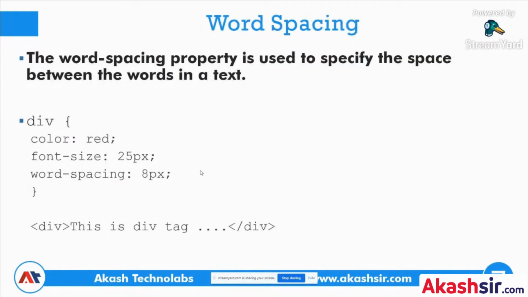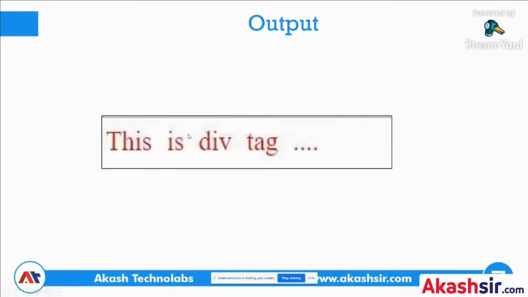Okay. So you can also specify the word spacing. For example, I need a space between two different words. So you have to specify word spacing, that is 8 pixels, right? So you can see there is a space between two words.